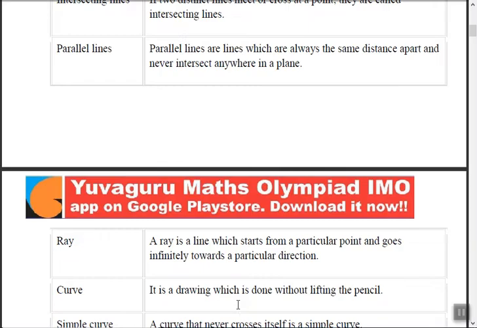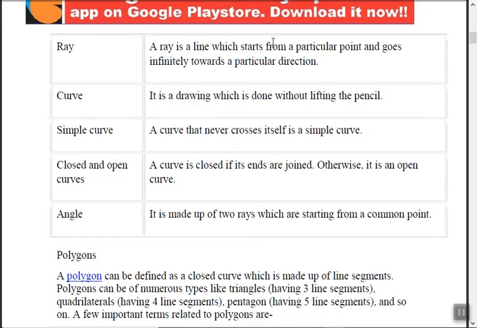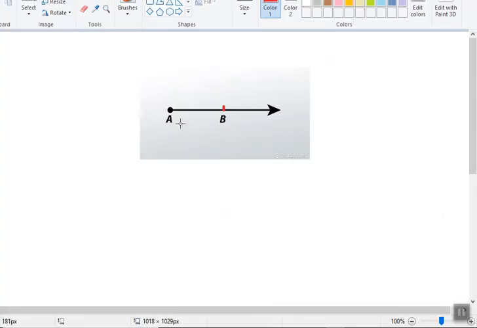Next, parallel lines. Parallel lines are lines which are always at the same distance apart and never intersect anywhere in the plane. See, these are parallel lines. They are in the same plane and the same distance apart, so they don't intersect. A ray is a line which starts from a particular point and goes infinitely towards a particular direction. It doesn't have an end on one side and starts from one point. See, this is ray AB. It has the starting point A and goes indefinitely towards the other point.